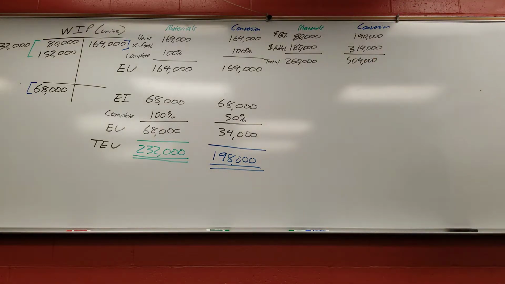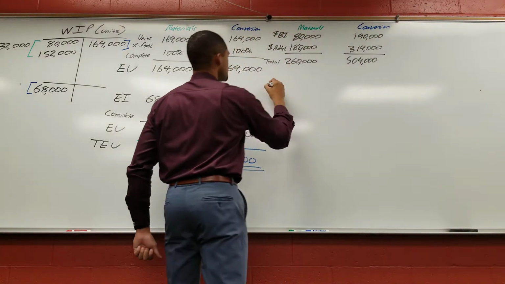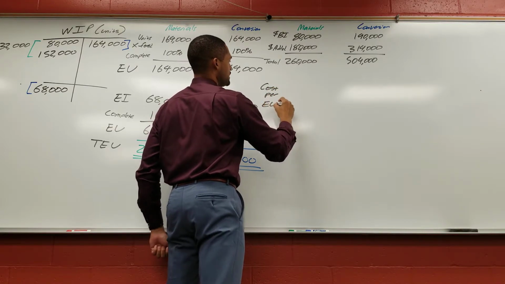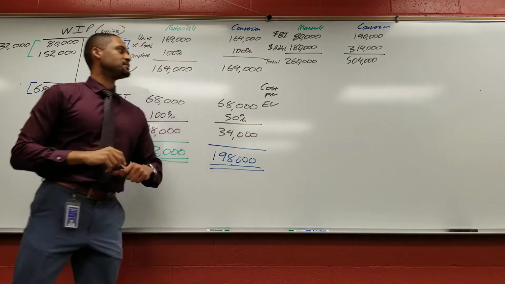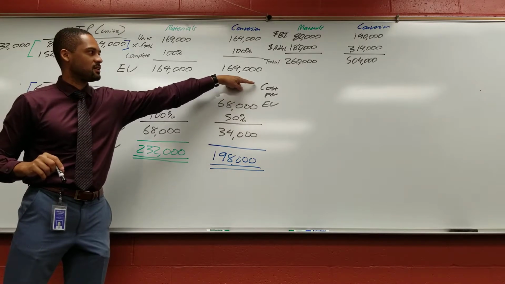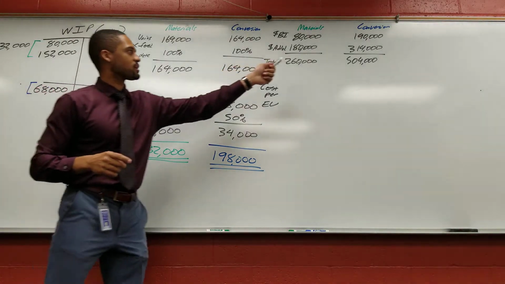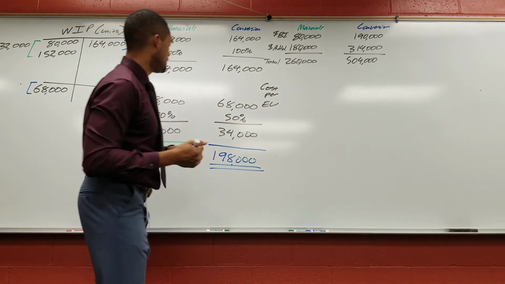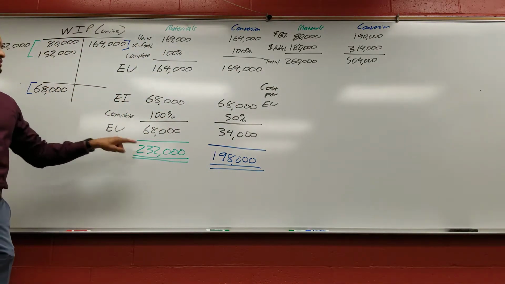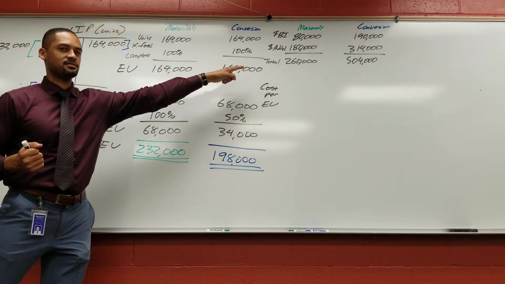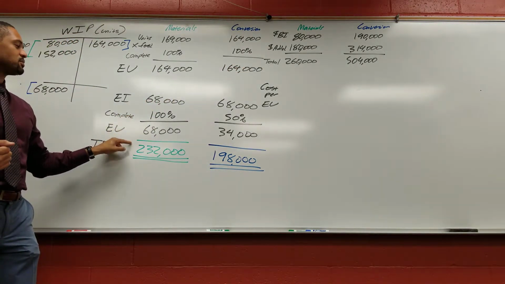Now we need to find the cost per equivalent unit. And like we said, per means division. We're going to take the cost divided by equivalent units. We know the cost is 260,000. And now we know the equivalent units is 232,000 for materials. So what's $260,000 divided by 232,000?